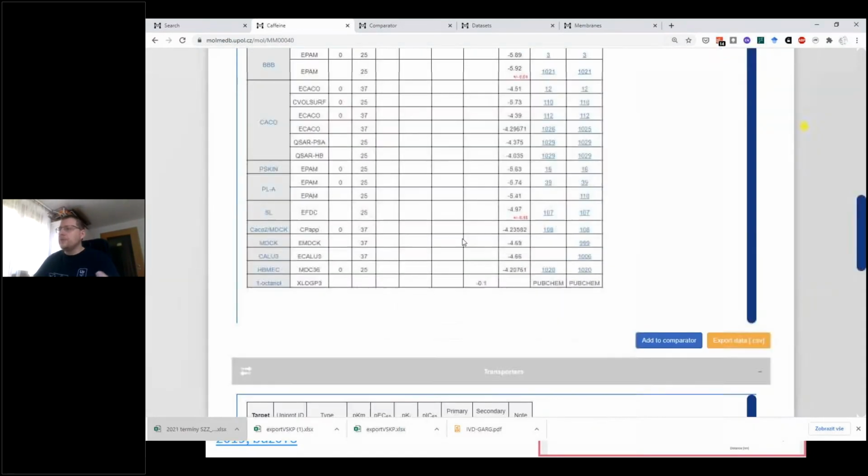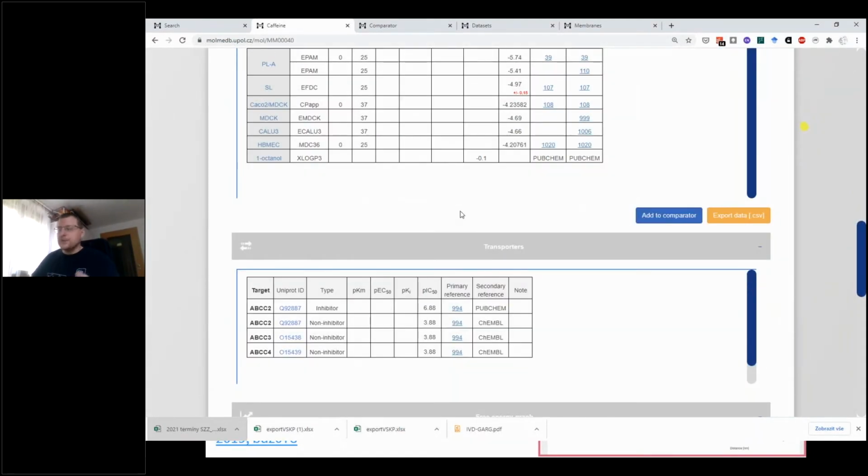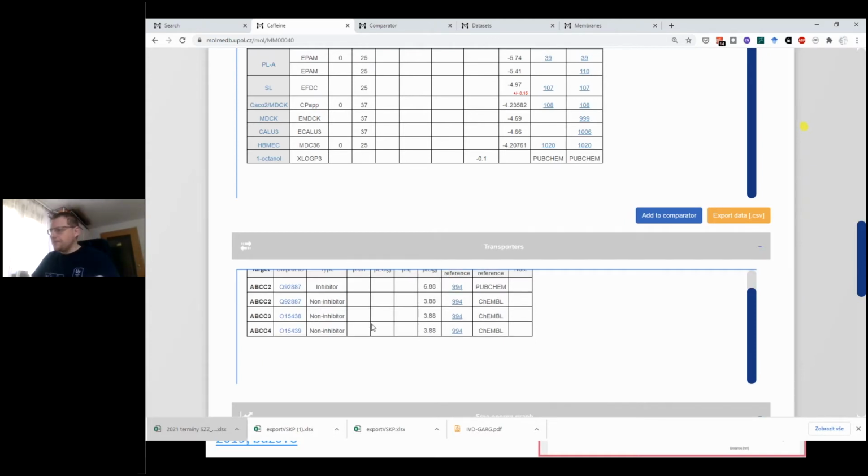So we can look also what else is in the database. And else we have transporters. And here for caffeine, we have the information about ABCC2, C3, and C4 transporters. And you can look into the individual information about whether it's inhibitor, substrate, and so on, and the individual values which are taken from the literature.